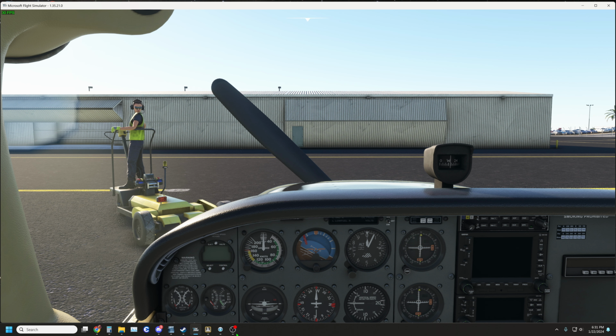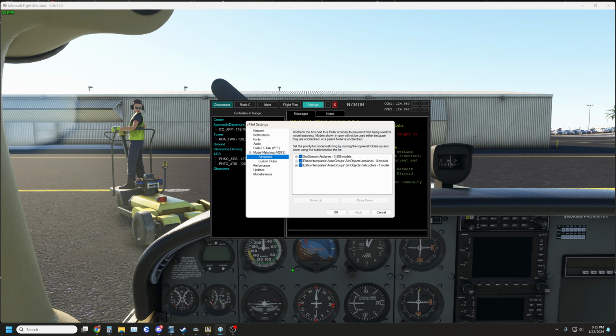it has model matching in there. So what model matching is, by default, if you're flying around in Vatsim and you don't have any kind of model matching, you just get generic airplanes to represent the other pilots. But if you use a good model matching software, what it'll do is bring in simplified models of all the different types of airplanes that it knows about.